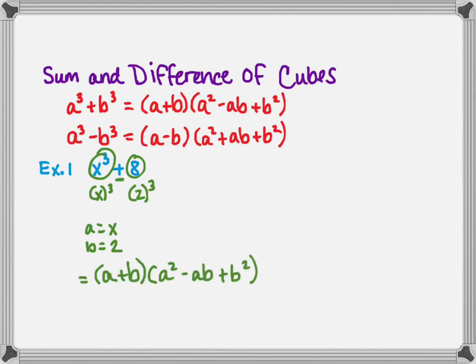We have a sum of two cubes, so I'm writing down that formula. A plus b times a squared minus ab plus b squared. And we know a is x and b is 2, so we'll substitute in. So in the first parenthesis, the linear factor is x plus 2. In the second parenthesis, for a squared, we're going to substitute in x squared, minus a times b, minus x times 2.